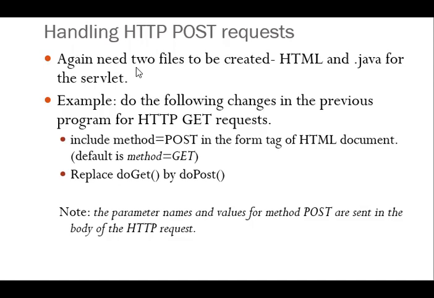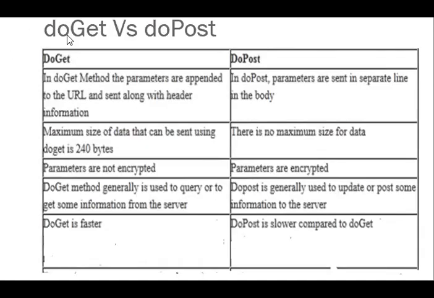In the previous example, if you want a POST method, then we have to include method is equal to post in the form tag. If we specify the post method in the form tag, then on the servlet side, we have to replace the method doGet with doPost. That's it. The parameter name and value of a POST method are sent in the body of the HTTP request, and it will be encrypted. So there are a few differences between doGet and doPost, or just the GET method and the POST method.